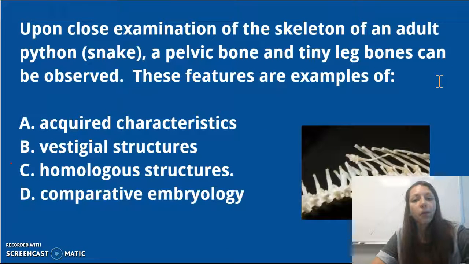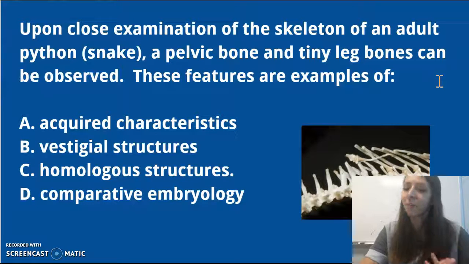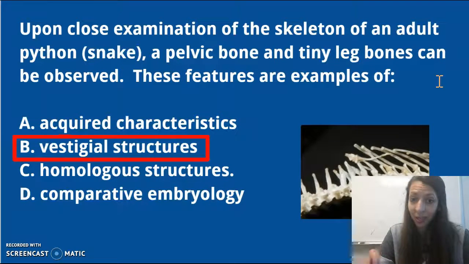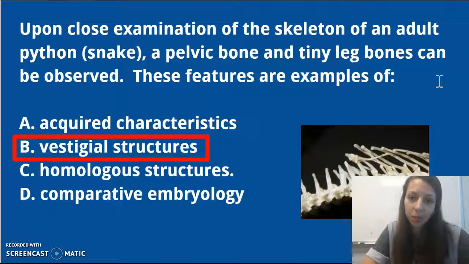Okay, upon close examination of the skeleton of an adult python, a pelvic bone and tiny leg bones can be observed. These features are examples of, you got it, vestigial structures. Now remember, a vestigial structure is a structure that is retained after many years of divergence and evolution, but no longer has a function.